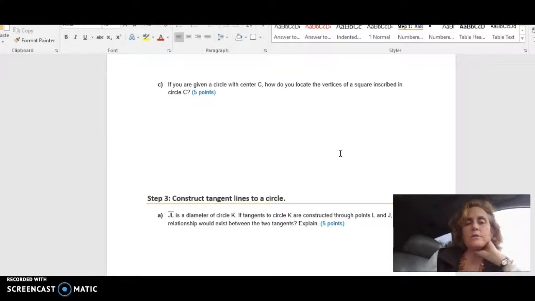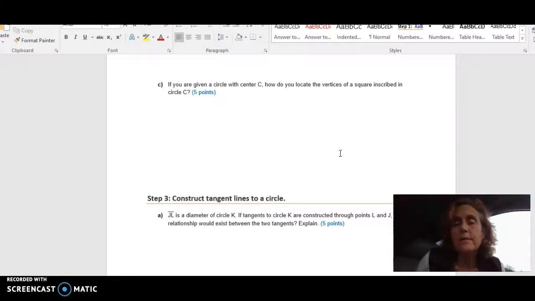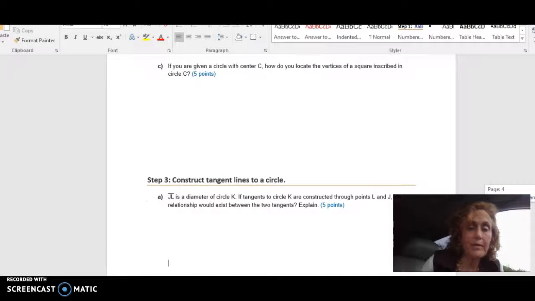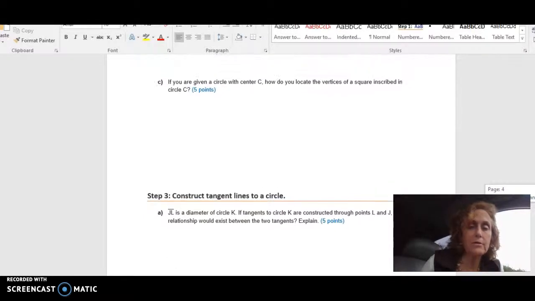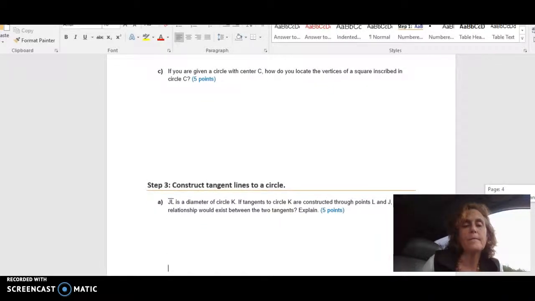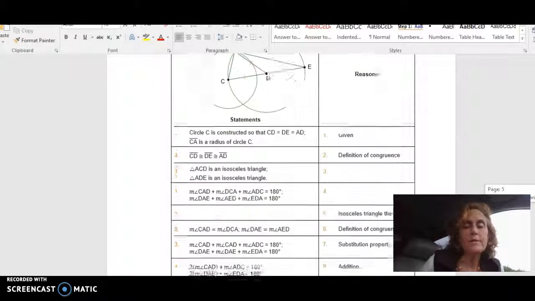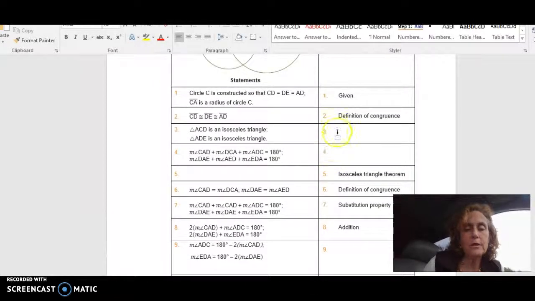If a given circle with center C, how do you locate the vertices of a square inscribed in it? And so that, you go back to the instruction. There's a video that explains all of that. So watch the video and take some notes. Maybe print this out on a sheet of paper if you need to, or just copy it down. And here you just need to choose your definitions to fill in the blank.